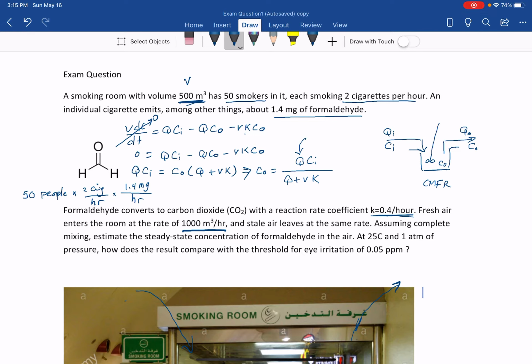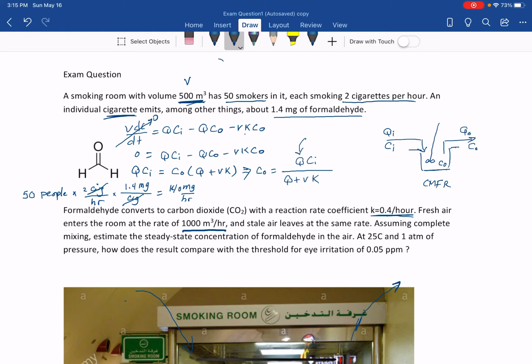Oh no, sorry, not per hour. He said that each individual cigarette emits 1.4, so 1.4 milligram per cigarette, because you have to cancel cigarette with cigarette. Now you'll end up with milligram per hour. So if you multiply 50 times 2, it's 100. 100 times 1.4 is 140. So this would give you 140 milligram per hour.